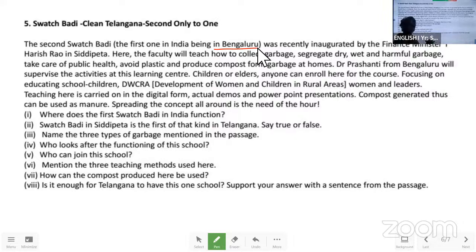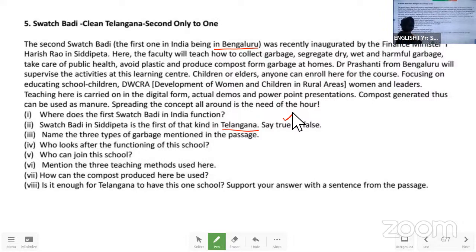Swachh Buddy in Siddipet is the first of that kind in Telangana. Say true or false? First of that kind in Telangana. Bangalore is not in Telangana. So here the answer is true. Please do not write false, because though it is second, in Telangana, this is the first Swachh Buddy.